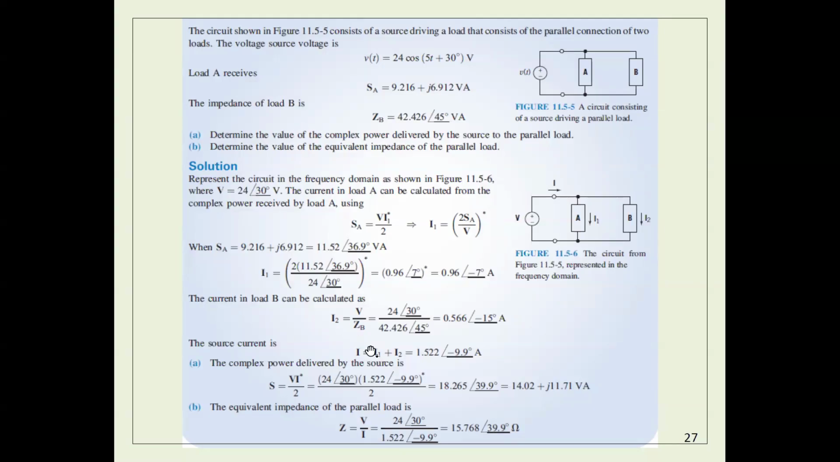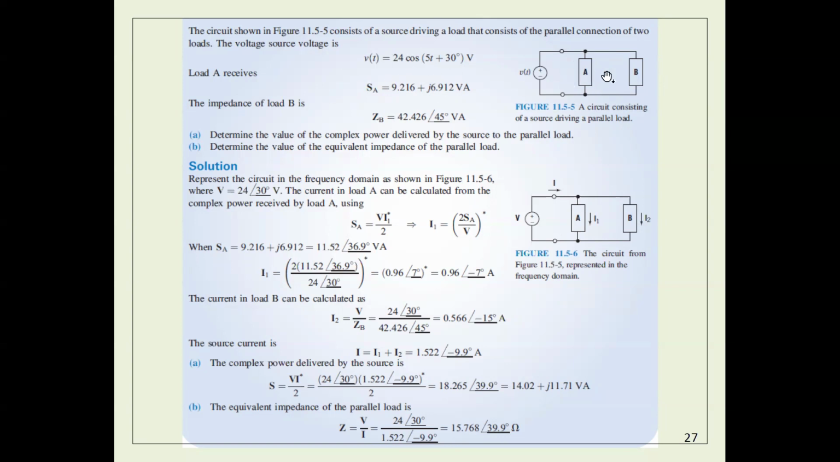Now let's come to the second question. We want to find the equivalent total impedance of the parallel load. What's the problem now? To solve this one, I already have the impedance of B, but I don't know the impedance of A. Make sense? I need to find the impedance of A, and then they are in parallel to each other. B is given to me, but A is not given. But for A, I have the power, and I have the voltage.